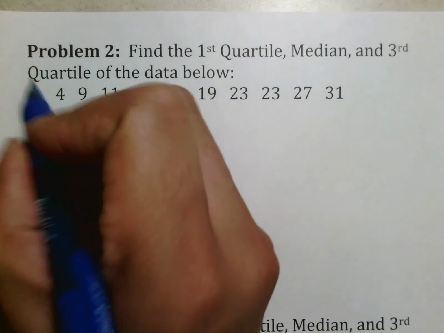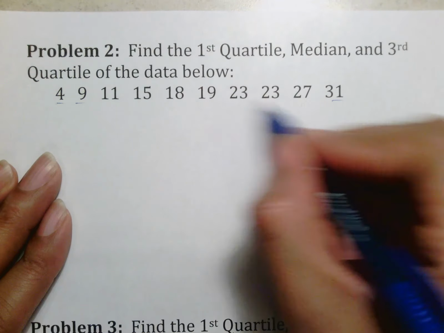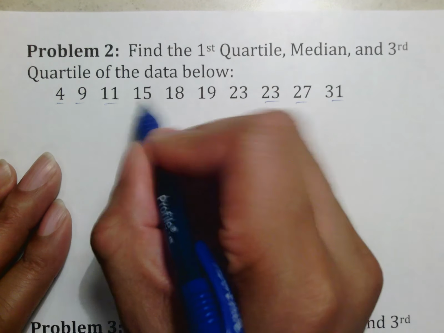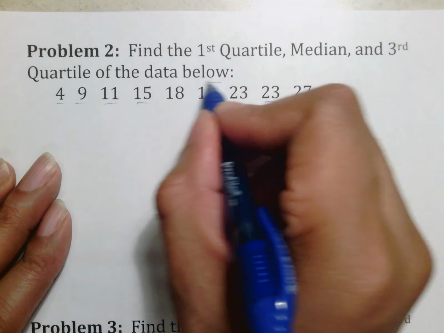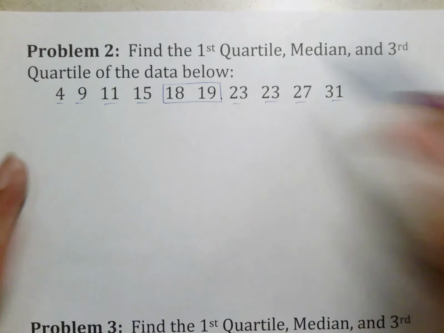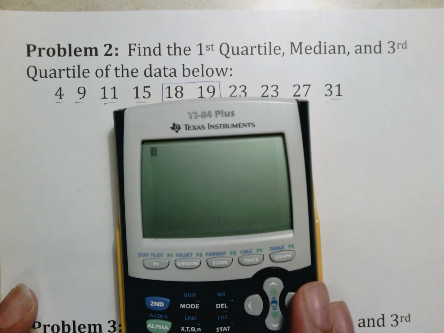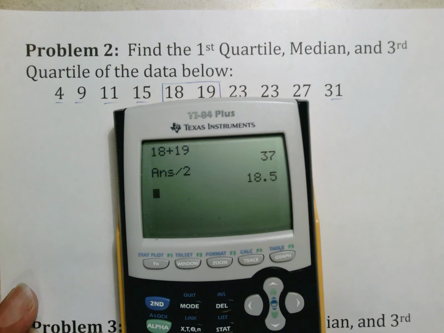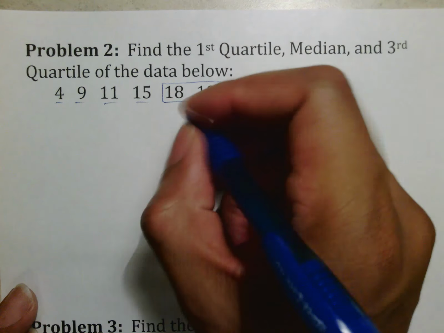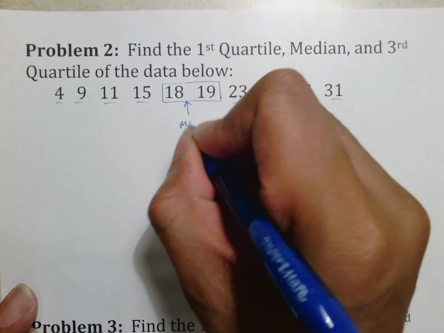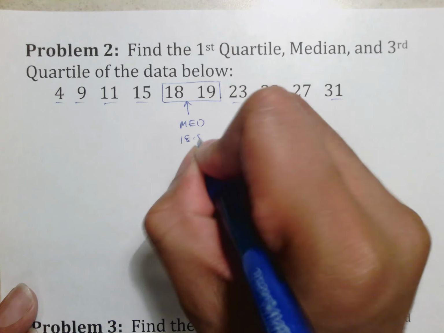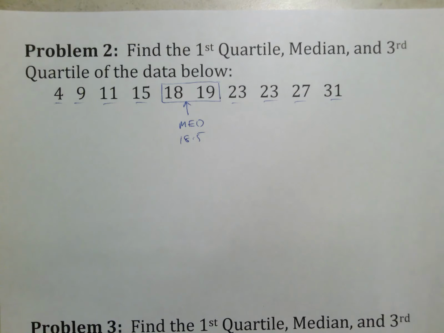So when we go to find the median of this, we got 4 going to 31, 9 to 27, 11 to 23, 15 to 23, and notice now we have two numbers in the middle, which means my median has to be found by, remember, finding the average of those two numbers, which is usually just the middle. So if you're good enough, you know that the middle of 18 and 19 is 18.5, then you can just do it that way. But the bottom line is that your median is 18.5.